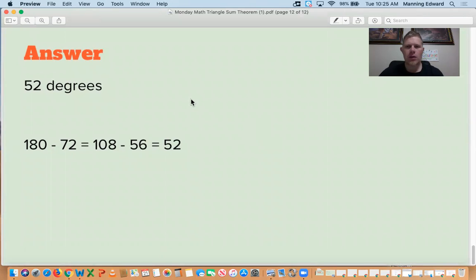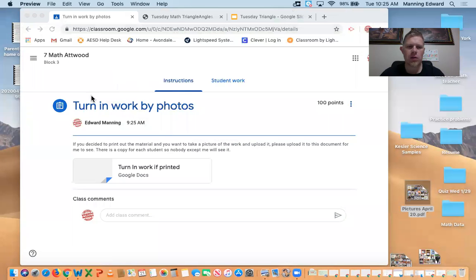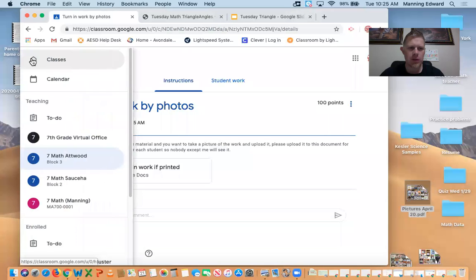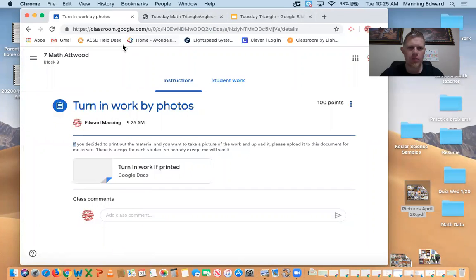All right, now that is it on that particular part. Pretty simple in terms of just finding an angle. I wanted to go over one other thing. I had some students ask me about turning in work. I made this little document. This should be on the wall, the stream. Let me close this off.